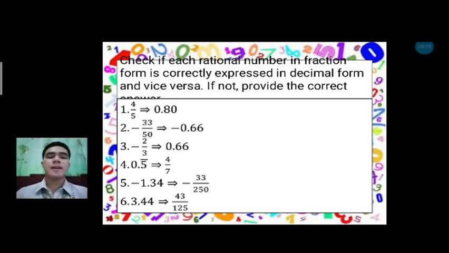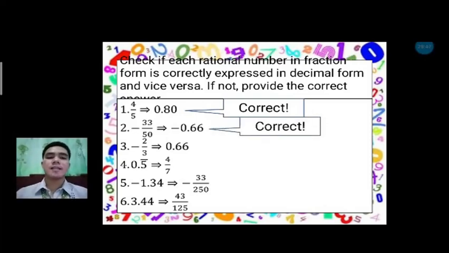For number 1, that is correct, because 4 over 5 is 0.80 in decimal number. You have to divide 4 by 5, and you will get 0.80 or 0.8. Number 2 is also correct. If you divide 33 by 50, you will get 0.66, and the sign will be negative because we have a negative fraction.